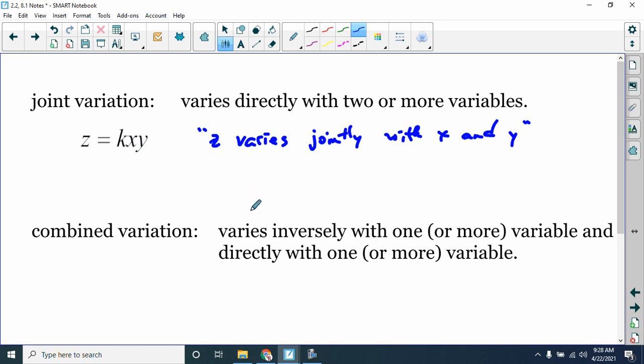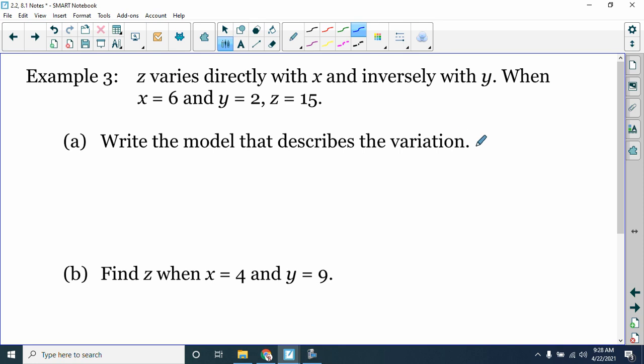Combined variation, sometimes we may have a variable that varies inversely with one variable but directly with another. That is called combined variation. Example 3 tells us that z varies directly with x and inversely with y. So when it says that z varies directly with x, so I've got k times x, and inversely with y, that means I'm dividing by y.